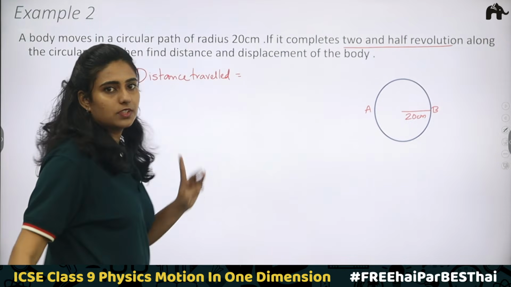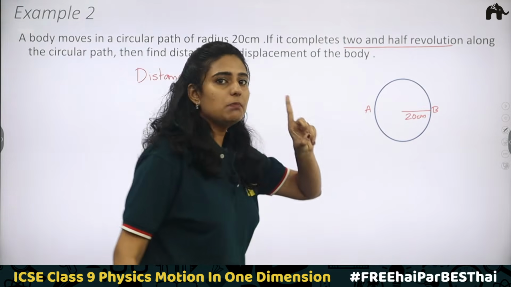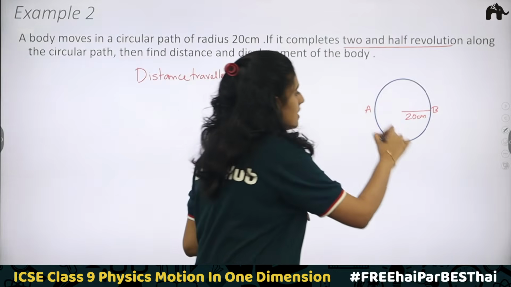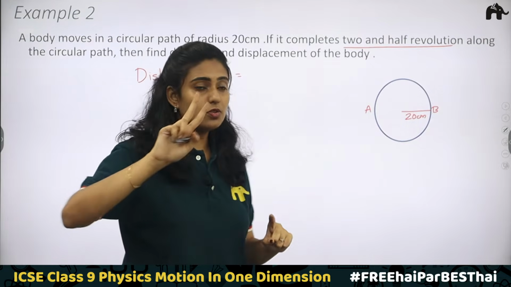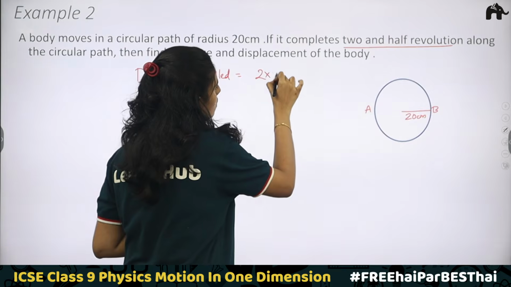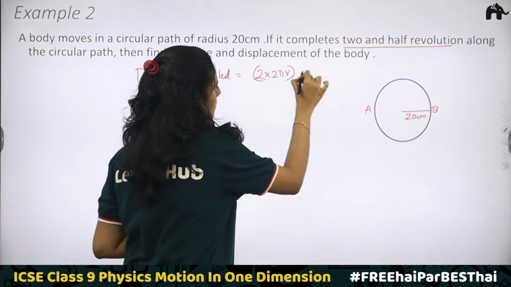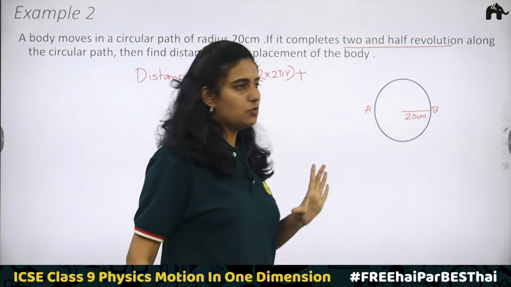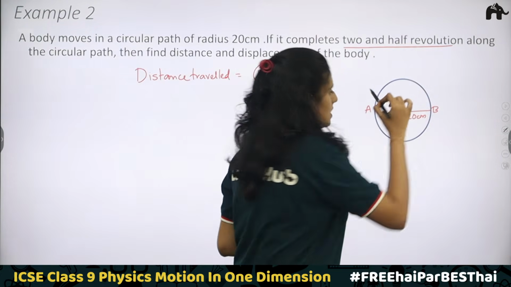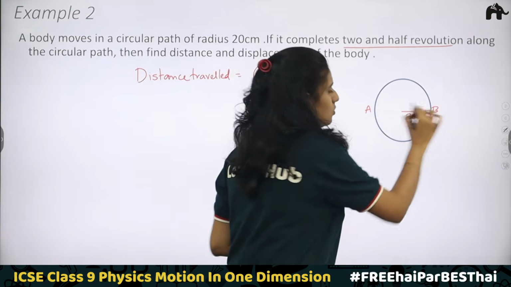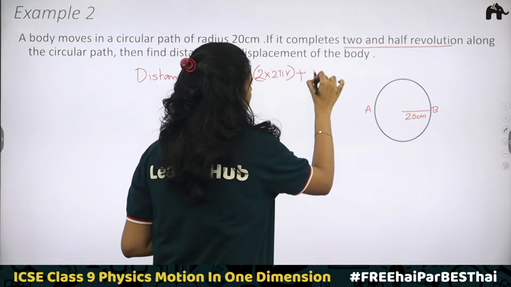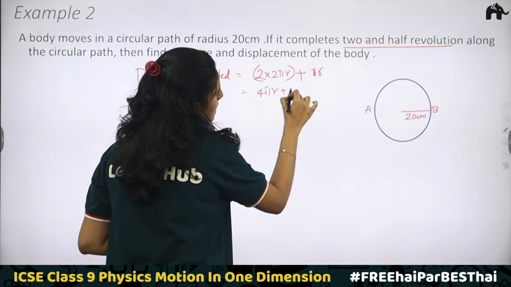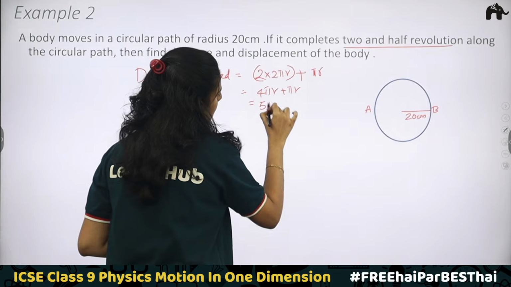is equal to. Now remember, here we have 2 complete revolutions. 2 pi r is the total distance travelled when it is a single revolution. For 2 revolutions, it will be 2 into 2 pi r plus 2.5 revolution. What about half revolution? If this complete distance is 2 pi r, for half it will be pi r. That is equal to 4 pi r plus pi r, which is 5 pi r.